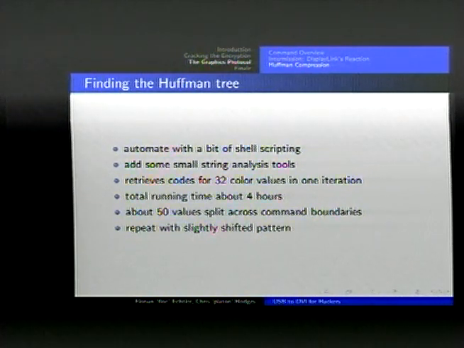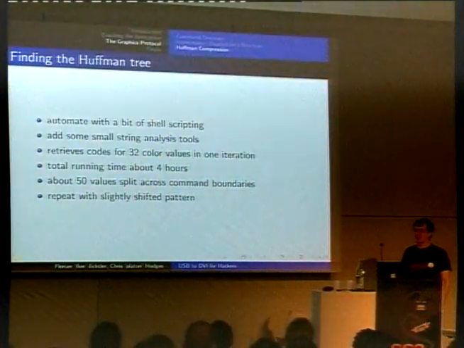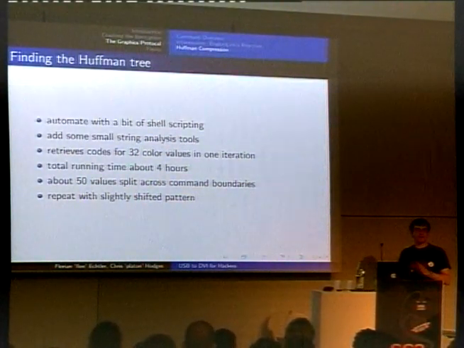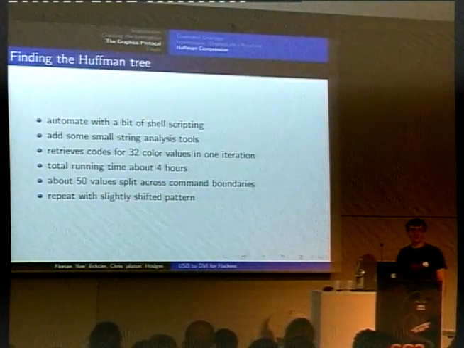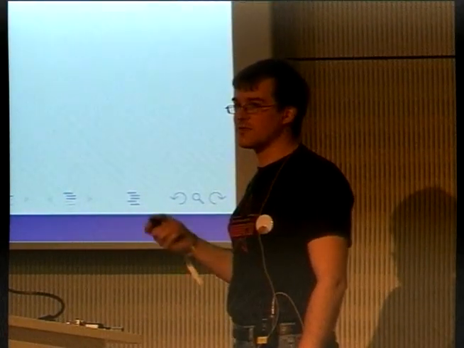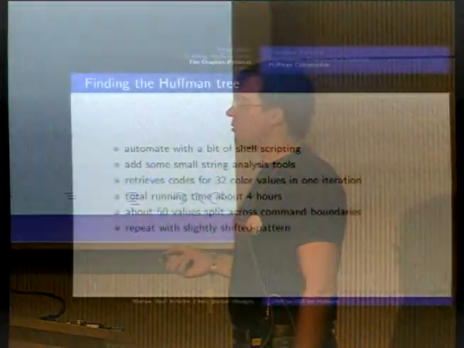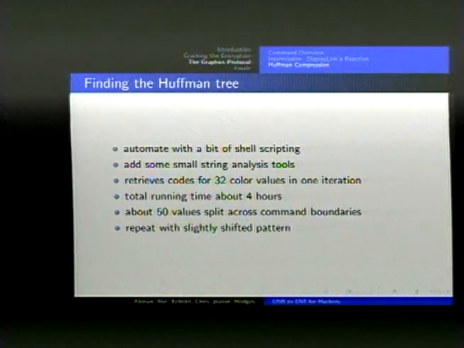This yielded most of the patterns, though not all of them, because the method doesn't work when the pattern itself is split at the boundary between two commands. If you remember, every command can only generate up to 256 pixels, and depending on where the command boundary is, it might split the pattern apart, and then, of course, the string analysis doesn't work. So for these values, which we couldn't capture, we just shifted the pattern by some pixels and repeated the process.